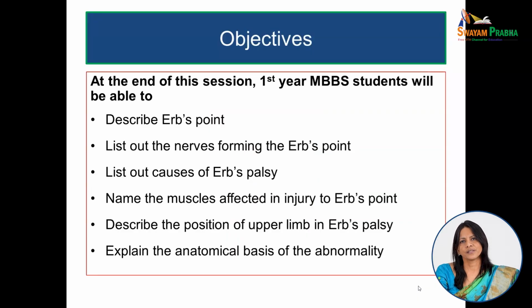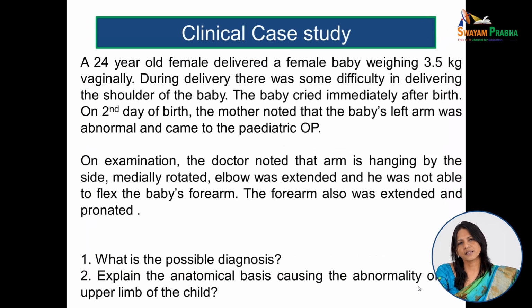At the end of this session, the first year MBBS students will be able to describe what is an Erb's point, list out the nerves forming the Erb's point, the causes of Erb's palsy, the muscles affected in an injury to the Erb's point, describe the position of the upper limb in Erb's palsy, and explain the anatomical basis of the abnormality. We'll start with the clinical case study.